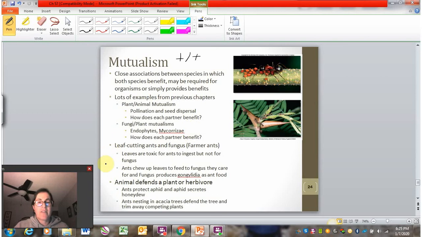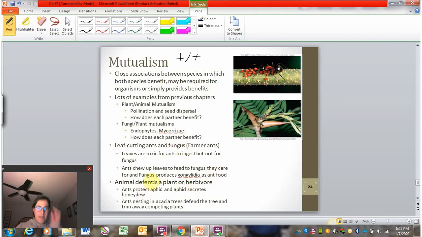A couple of other examples are mentioned here involving ants. So there's a famous ant, the leaf-cutting ant. They're sometimes called the farmer ants. They use fungi to digest the leaves that are toxic to the ants. So they actually grow the fungus in their nest, and they feed the fungus chewed up leaves. They're basically taking care of the fungus, and then the fungus produces a material that the ants can eat. So the fungus benefits and the ants benefit.